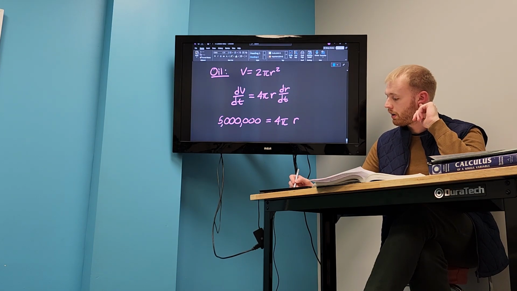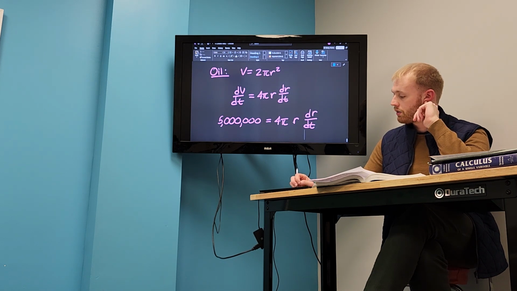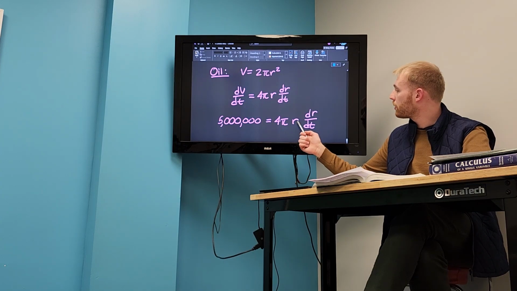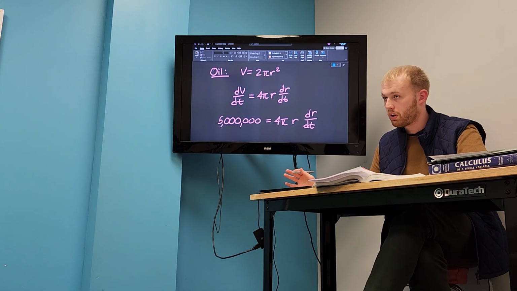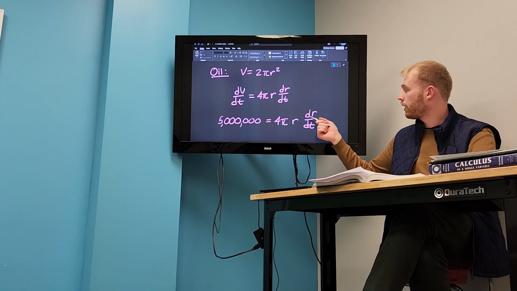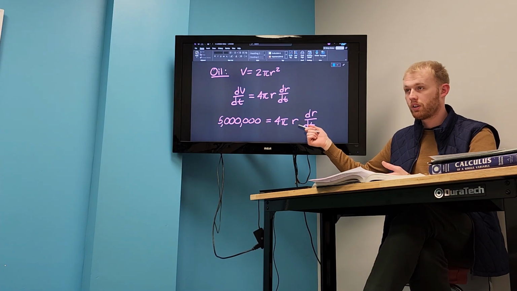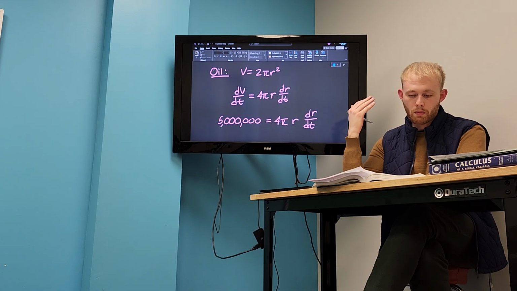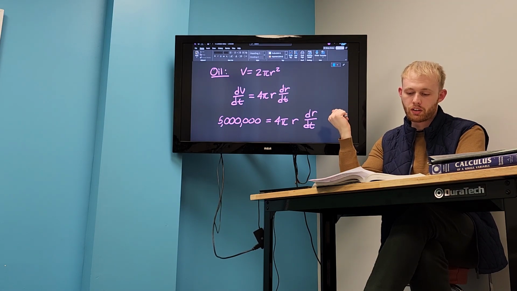Okay, but we have r and we have dr/dt left. I need to know at least one more of these, either this one or this one, to be able to isolate and solve for the quantity. But ultimately, we are trying to find dr/dt, so I kind of need to know what r is. So how could we find what the radius is 4 hours after the tanker started leaking?